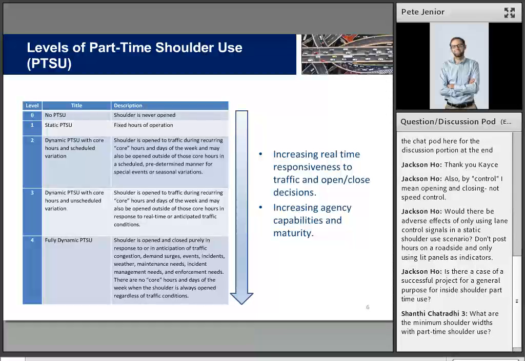And level 4 would be fully dynamic, where there are no core hours, and a shoulder is open purely in response to observed traffic conditions.